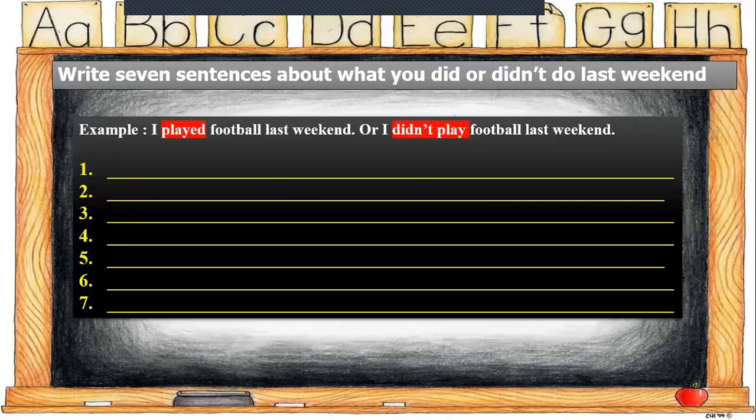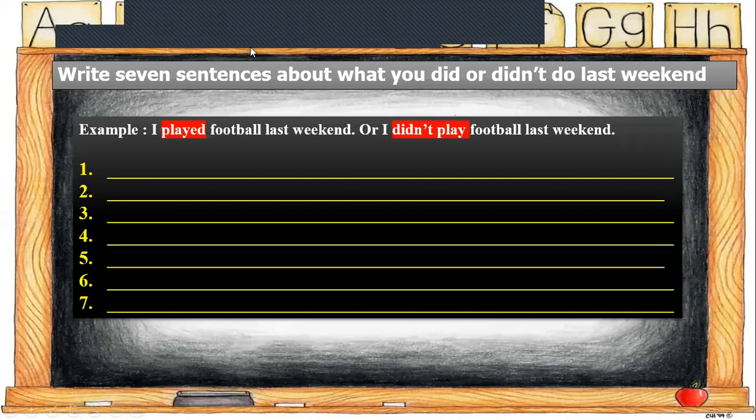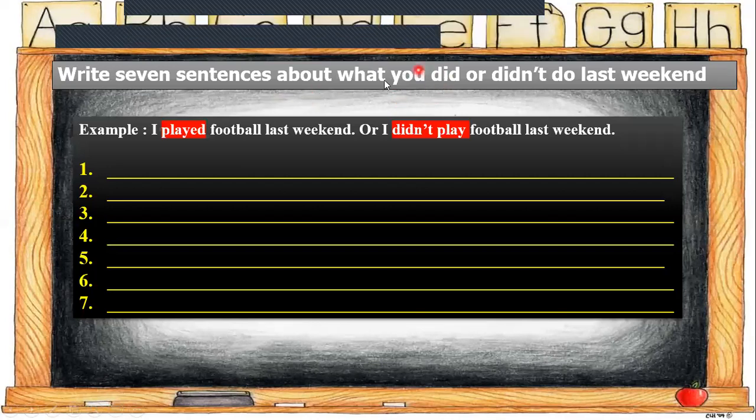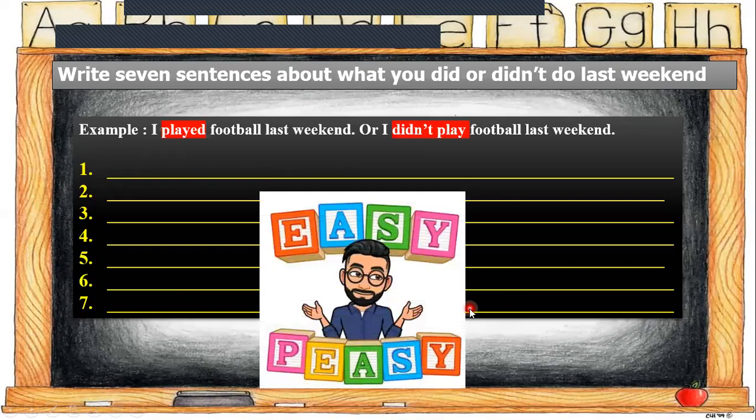Okay, now this is your homework. What I want you to do is to write 7 sentences about what you did or what you didn't do last weekend. Okay, last weekend. For example, I played football last weekend, or I didn't play football last weekend. Okay, I want you to write 7 sentences about what you did or what you didn't do last weekend. It must be easy for you to write them down now if you were following the lesson.